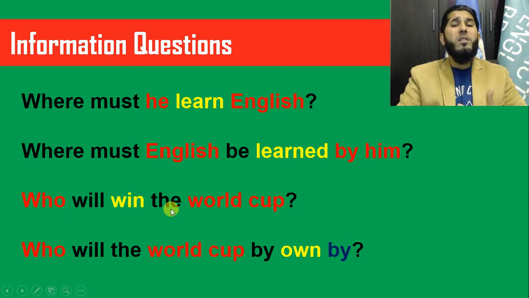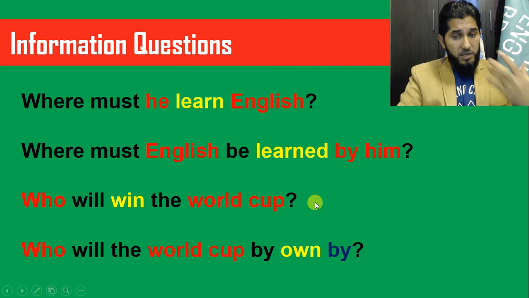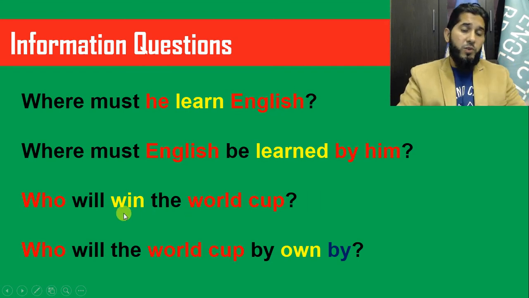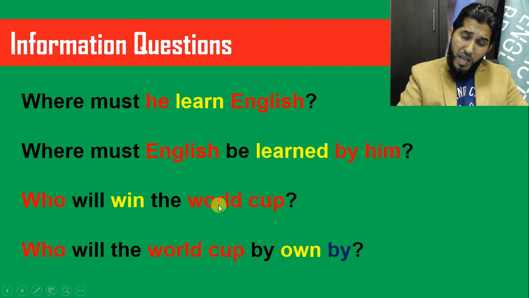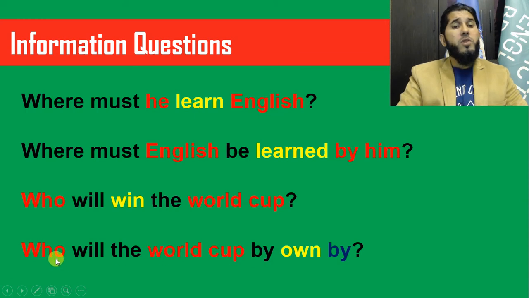So who will win the World Cup? If you say Afghanistan will win the World Cup, the question was about Afghanistan, and Afghanistan became the doer of this action, winning. Now the same word who comes over here, and then the same modal auxiliary will, and the World Cup, the object of your active sentence, became the subject. So here you can say it this way: who will the World Cup be won by?